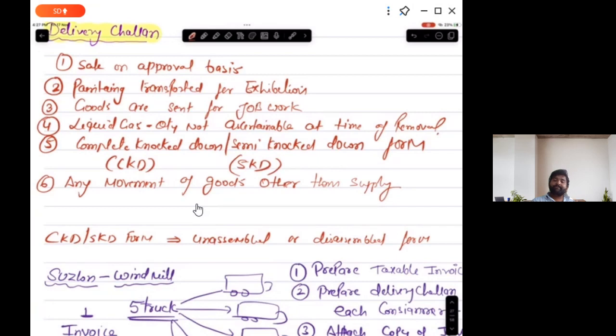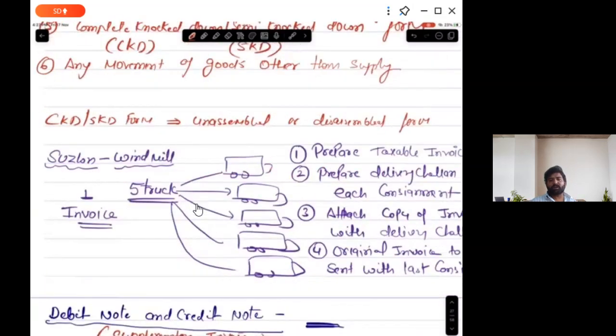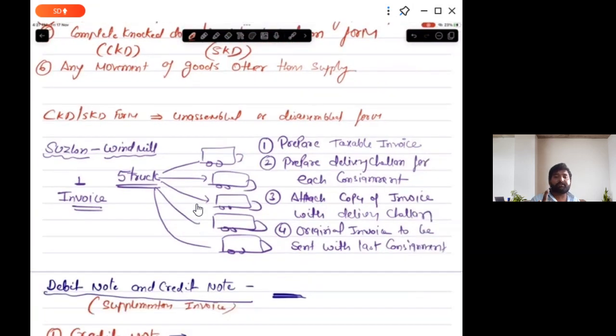In that case, even if I am issuing an invoice, because I am delivering the goods by multiple transport, suppose for example I am transporting a windmill, and that windmill will be going not in one vehicle but in multiple vehicles. So what I will do is I will have one invoice, but for all the vehicles I need to prepare a document called delivery challan.